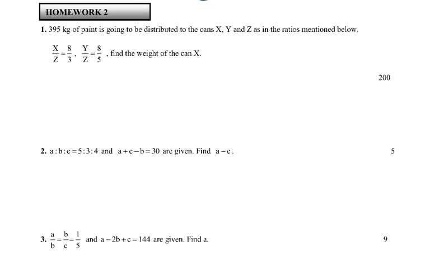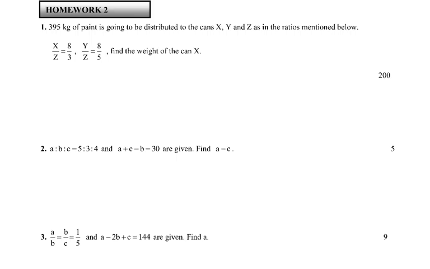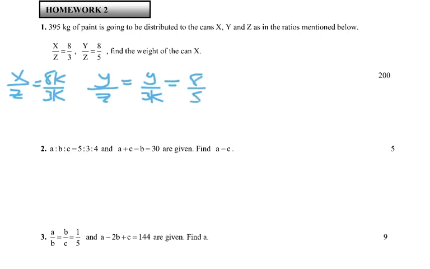In homework 2 then, what we can say is that x over z is equal to 8k over 3k, meaning that y over z is equal to, well, we know z, that means we've got y over 3k is equal to 8 over 5. And so now we can get an expression for y in terms of k. So y is going to be equal to 24k all over 5.